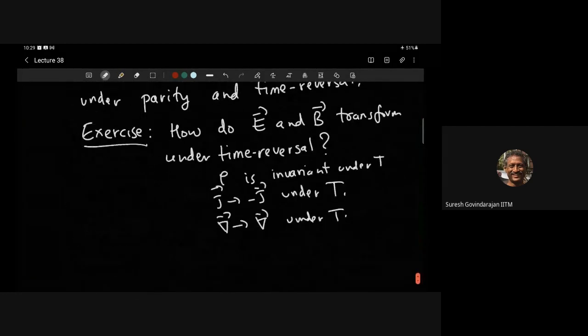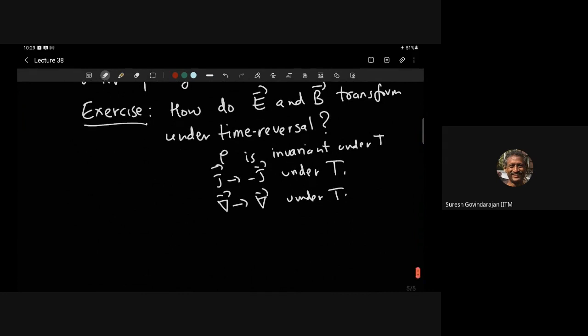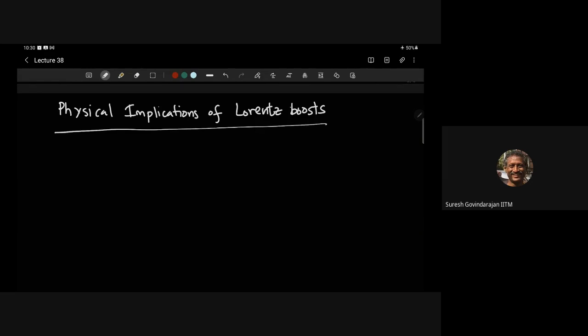So is this clear? So let's move on. I'm done with the formal part of the Lorentz group. But now we want to see physical implications of the Lorentz group. So we'll start doing some simple experiments.